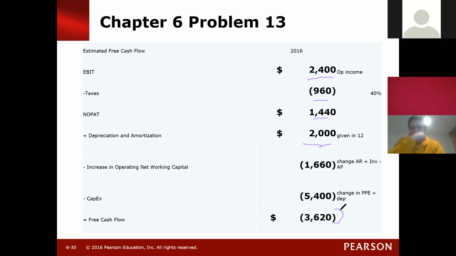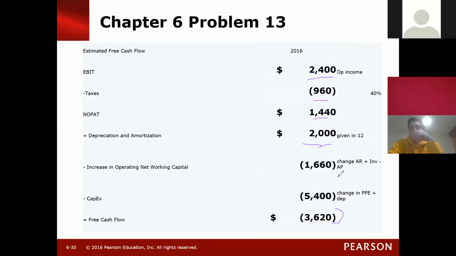Everybody good on that problem? The increase in operating net working capital, change in AR. You added change in AR. Go ahead. $1,200. Mm-hmm. Change in inventory.